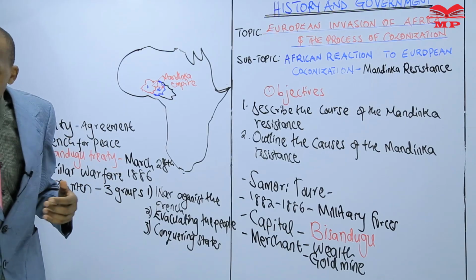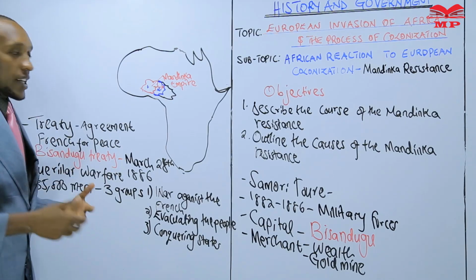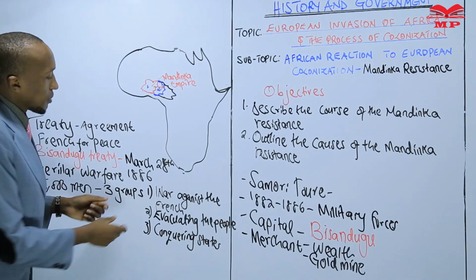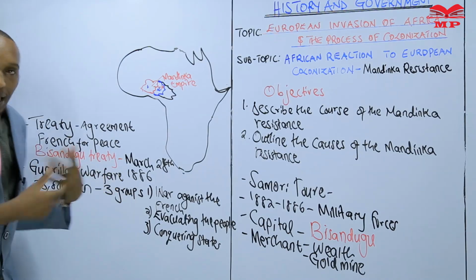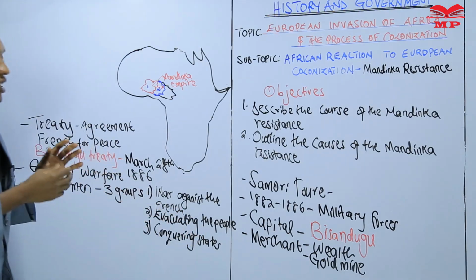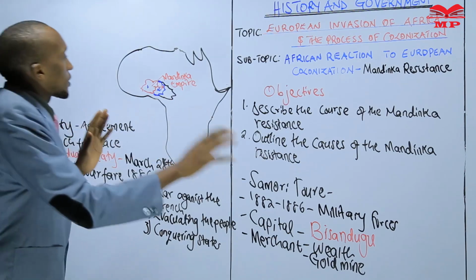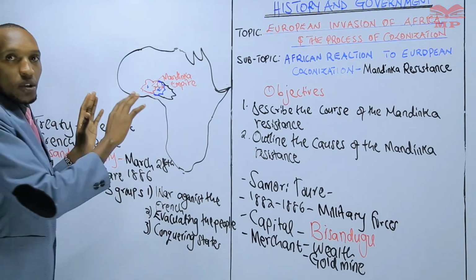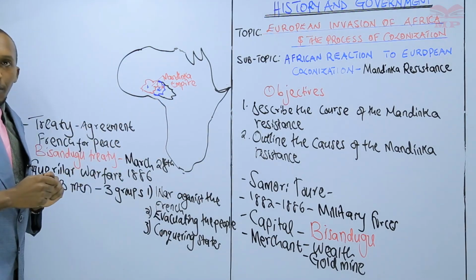So Samori Toure was very effective in his fighting. With this method of fighting, he could attack and then retreat towards the east. So the French could not pursue them in time.